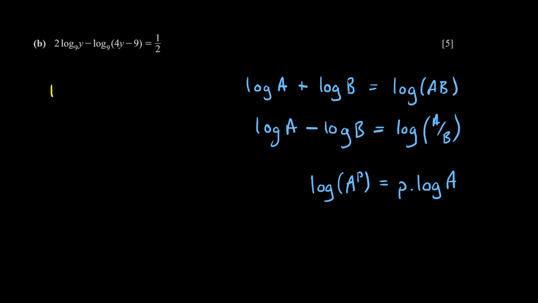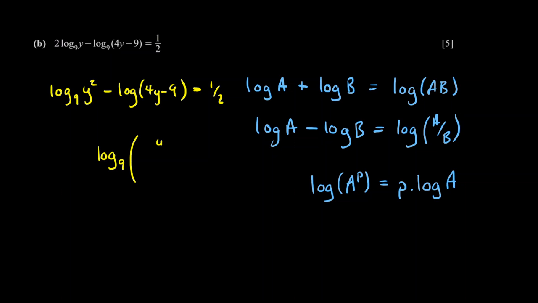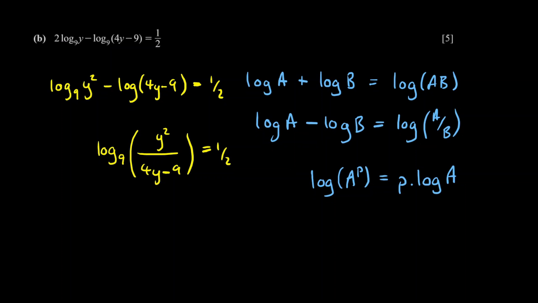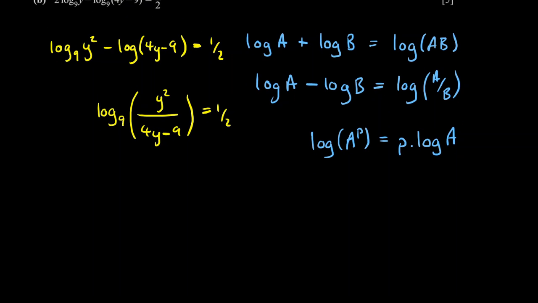I'm going to rewrite this as log base 9 of y squared minus log base 9 of 4y minus 9 is equal to a half. And then I can use my second rule. So I'm going to rewrite this as log base 9 of y squared divided by 4y minus 9 is equal to a half. Well, now I can convert this into exponential form.